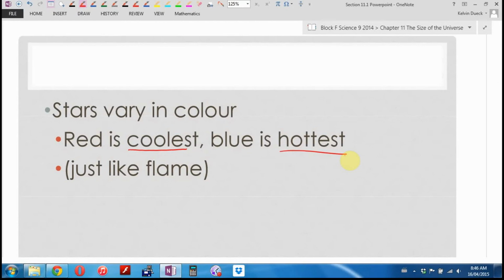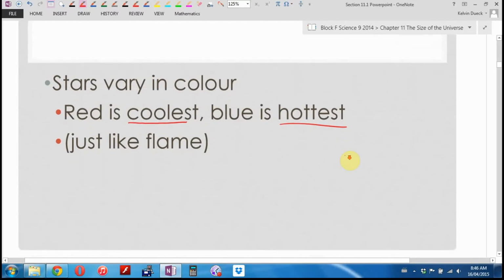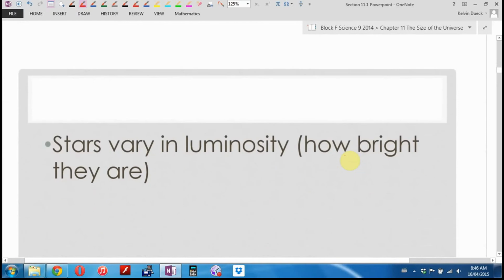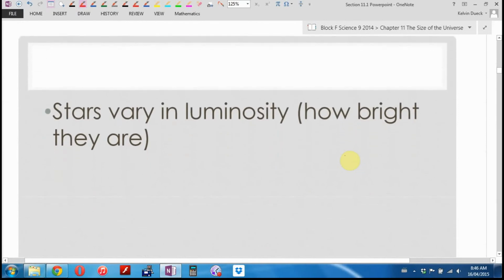Okay. So they vary in size, they vary in color, and then there's a third thing, they vary in brightness, except there's a fancy word. Don't write the word brightness. The fancy word is they vary in luminosity. How bright they are.